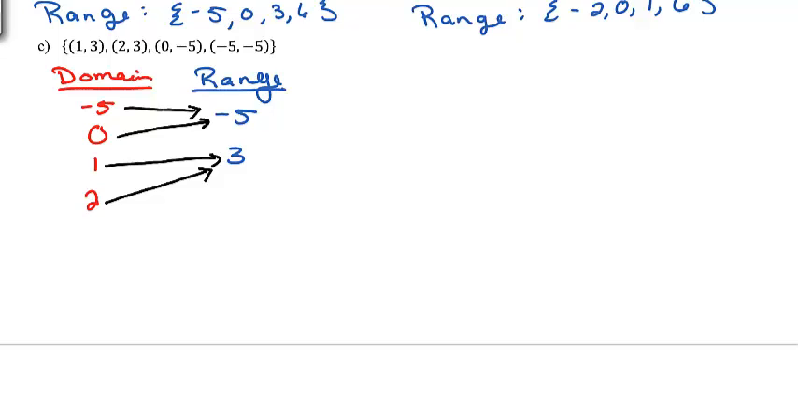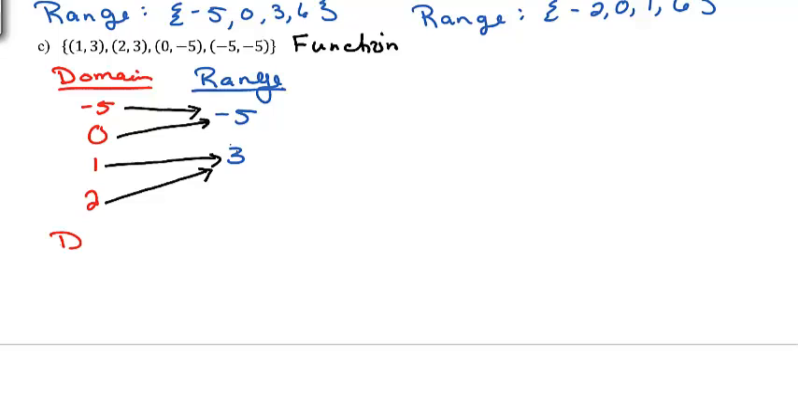So is it a function? Well, do we have any x values that repeat? We have 1, 2, 0, and -5, which are all different. And so that tells me that this is a function. Also, there's only one arrow leaving the x values in the domain on our diagram, and so that also says that this is a function. Okay, so it's okay to have more than one arrow going into a range value, but it's not okay to have more than one arrow leaving a domain value.